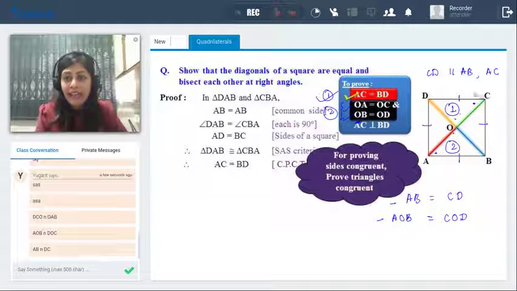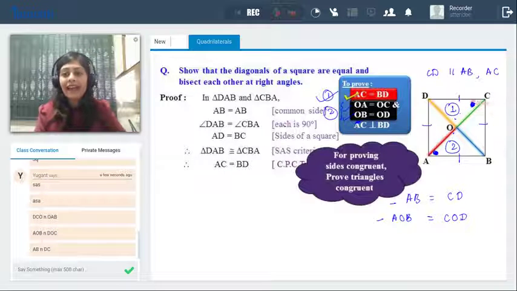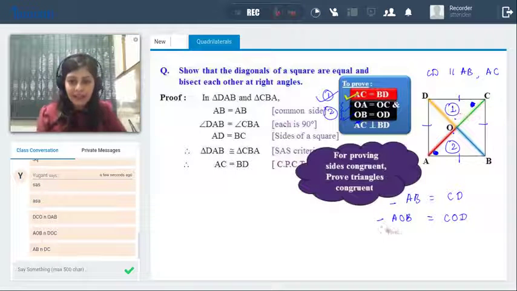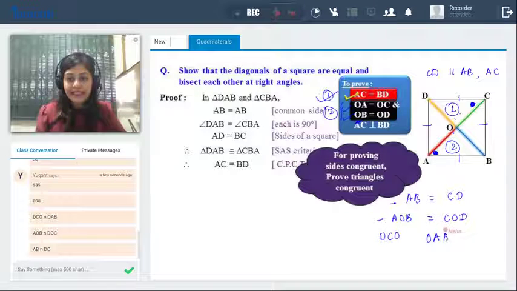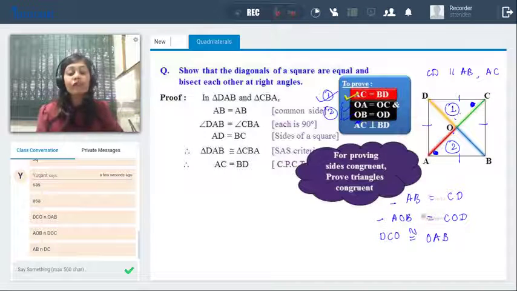We have a Z being formed and we have a pair of alternate angles. I'm marking those alternate angles for you all. Students, pay attention. We have a Z letter being formed, and angle DCO and angle OAB are a pair of alternate angles. So let me write them for you. DCO and OAB. Yes, DCO and OAB are a pair of alternate angles, and as you know, alternate angles are equal.